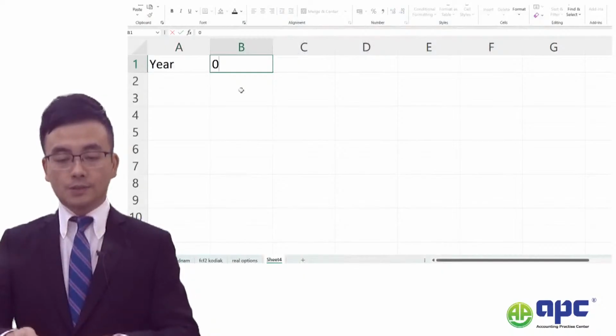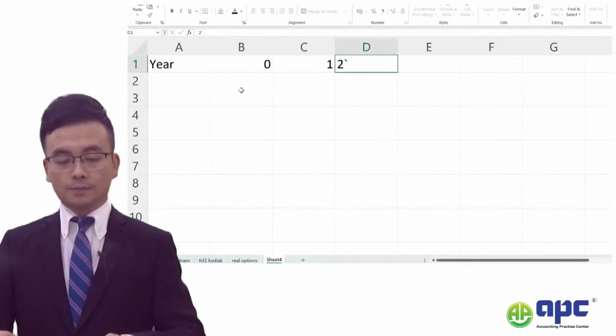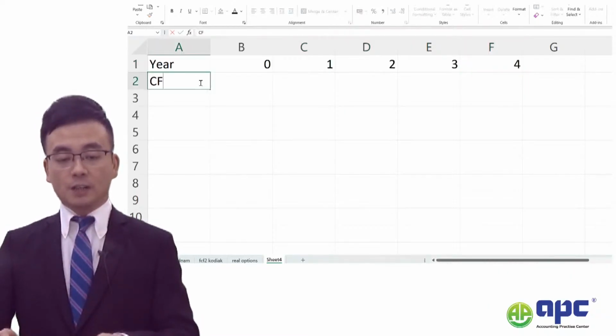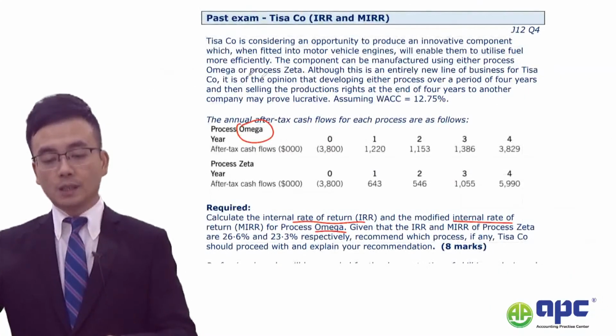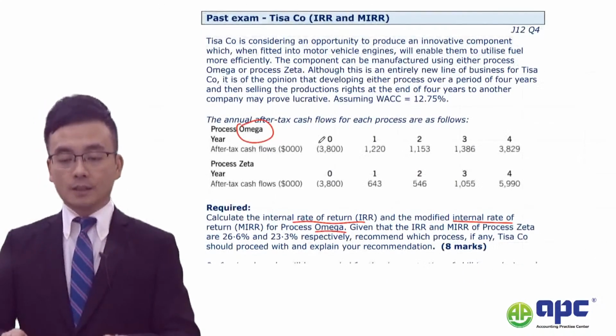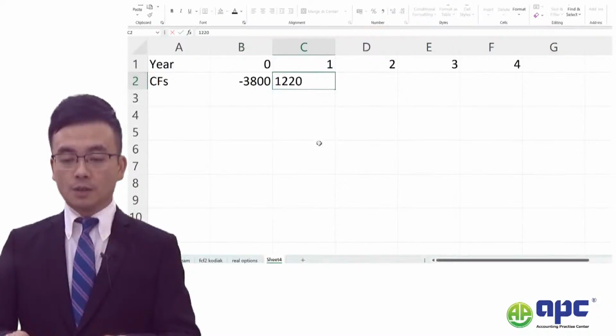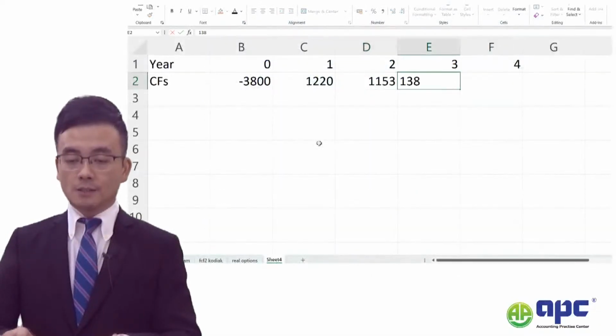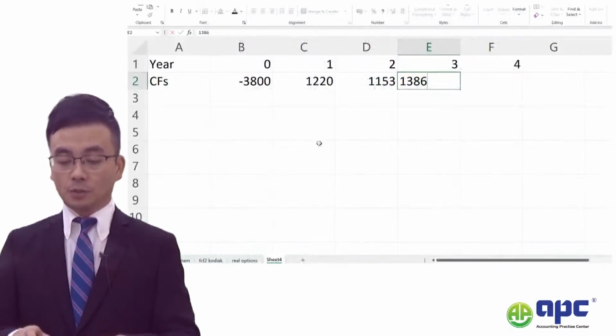Not and 1, 2, 3 and 4. The after-tax cash flows, we're told 3,800 at the very first start, and then 1220, and then 1153, and then 1386. Finally, year 4, 3829.